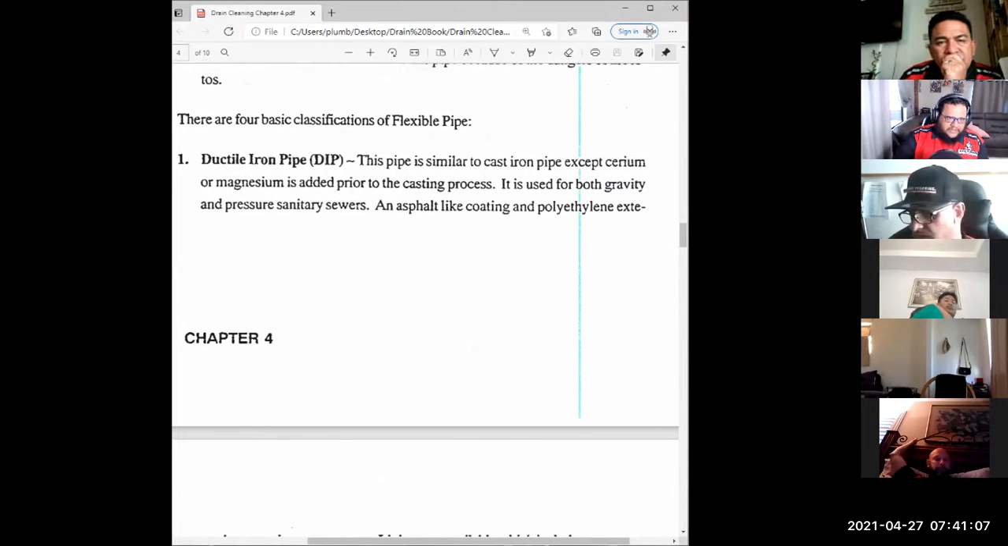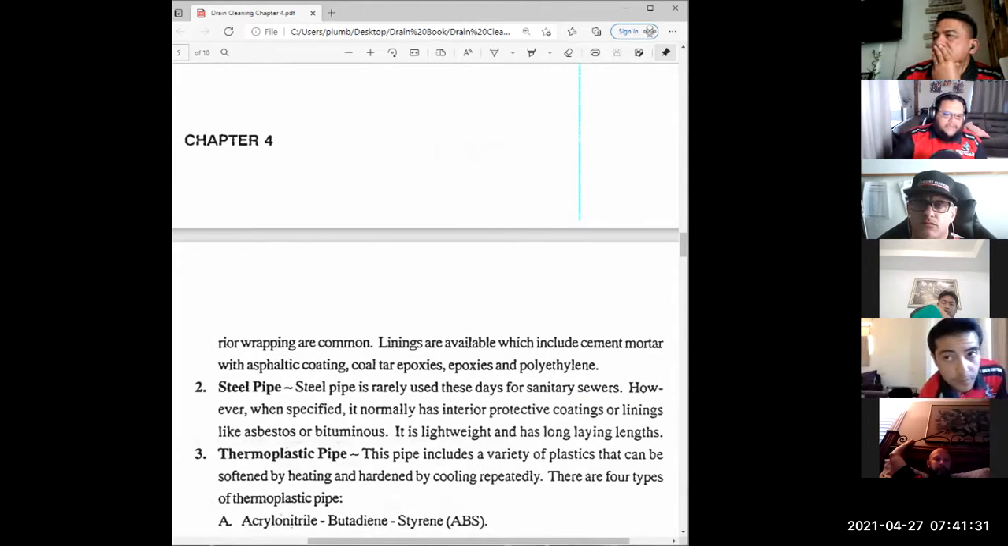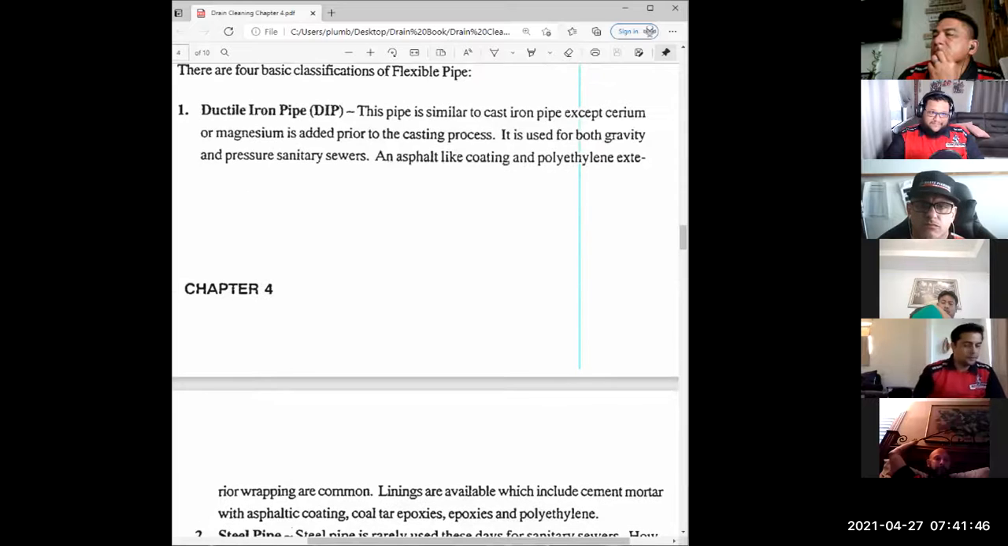And that takes us into flexible pipe. I do not have the answer for ductile iron pipe, but this pipe is similar to cast iron, except cerium and magnesium is added prior to the casting process. It is used for both gravity and pressure sanitary sewers. An asphalt-like coating and polyethylene exterior wrapping are common. Linings are available, which include cement mortar with asphaltic coating, coal tar epoxies and polyethylene. So to me, ductile iron is a pretty solid pipe.